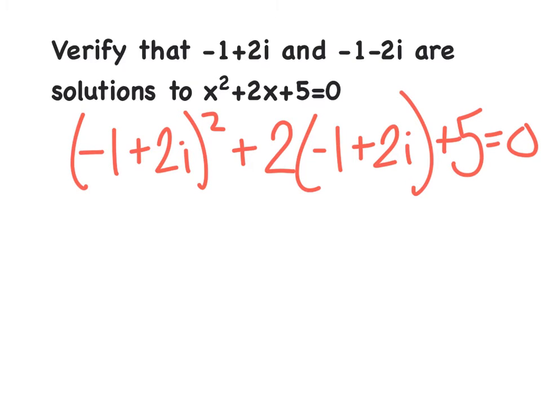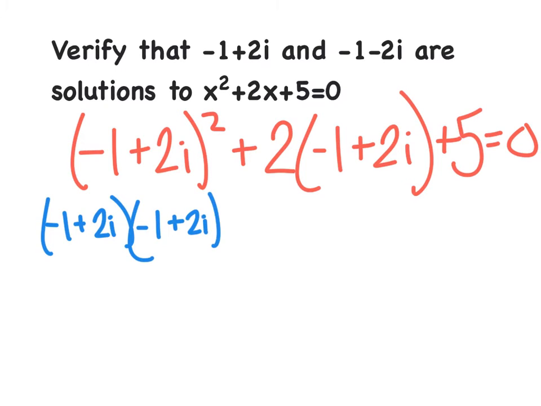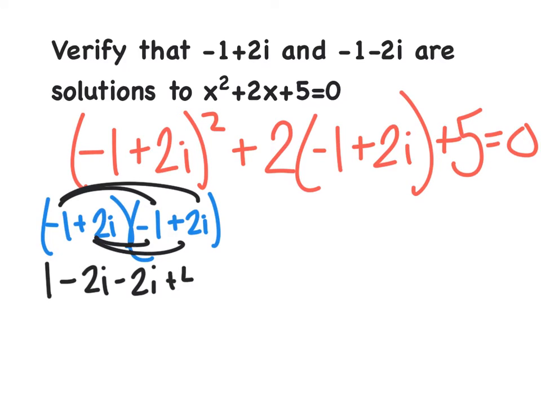Now, I'm going to have to slow down here because when it says square, remember that means repeated multiplication. I'm just going to multiply it by itself. Negative 1 plus 2i times negative 1 plus 2i. So I'm going to slow down and multiply that out. So FOIL. So that's going to get me positive 1 minus 2i minus 2i plus 4i squared.